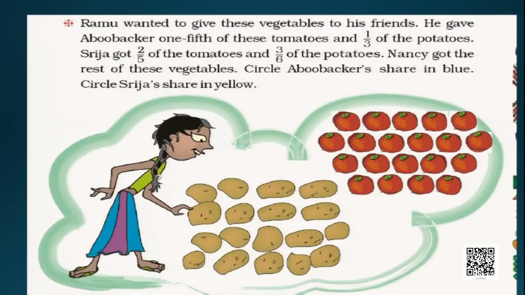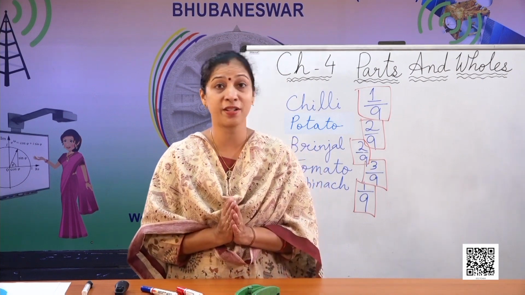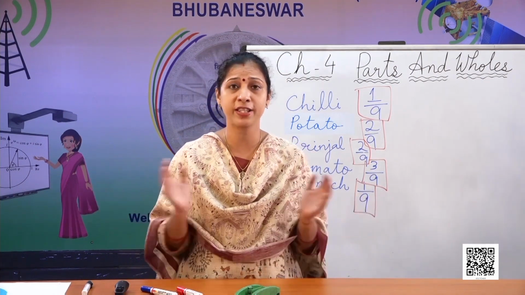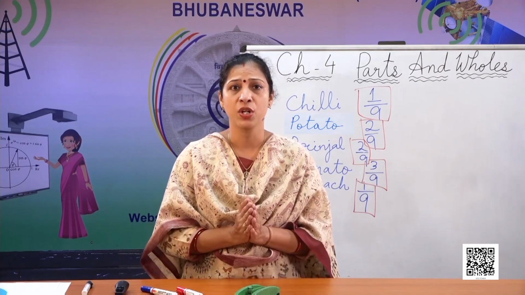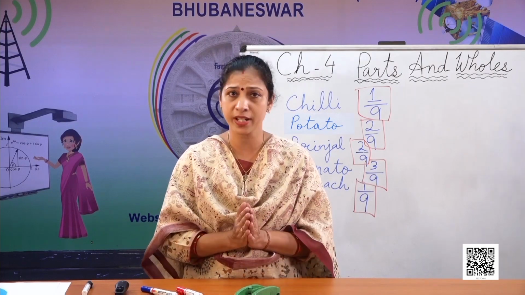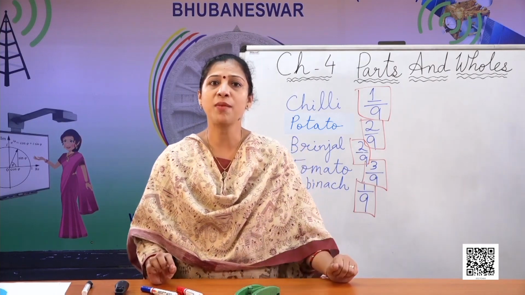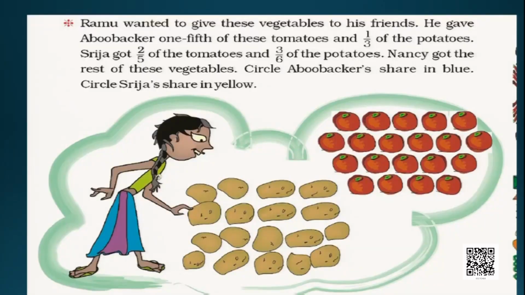Now Ramu is a very generous person. Whatever vegetable he has grown, he wants to give it to his friends, just like Manju, who has given her chocolate to all her friends. So now today Ramu wants to give the vegetables to his friends. So let's see how he is distributing his vegetables to the friends. So he gave Abu Bakar 1/5 of the tomatoes and 1/3 of the potatoes. And Shrija got 2/5 of the tomatoes and 3/6 of the potatoes. Nancy got the rest of the vegetables.